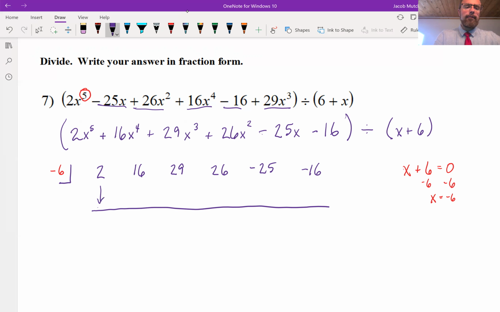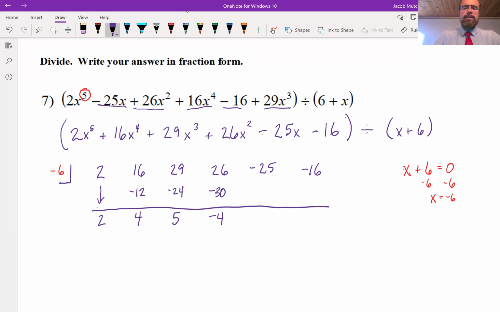So again, it's just as we did in our first example. I'm going to carry down the first value 2 and then multiply. Negative 6 times 2 is negative 12. Now I'm going to add. 16 plus negative 12 is 4. And I'm going to multiply again. Negative 6 times positive 4, negative 24. 29 plus negative 24 is 5. Multiply again. Negative 6 times 5 is negative 30. 26 plus negative 30 is negative 4.